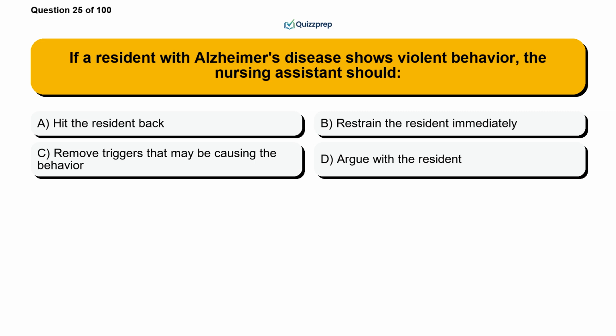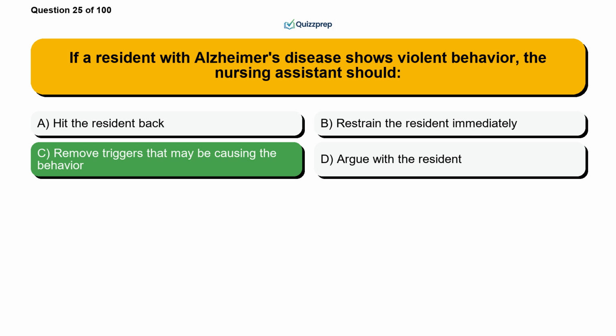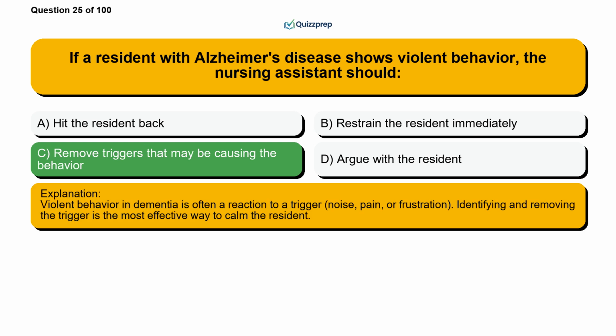Question 25. If a resident with Alzheimer's disease shows violent behavior, the nursing assistant should Option A, hit the resident back. Option B, restrain the resident immediately. Option C, remove triggers that may be causing the behavior. Option D, argue with the resident. The correct answer is Option C. Remove triggers that may be causing the behavior. Violent behavior in dementia is often a reaction to a trigger, noise, pain, or frustration. Identifying and removing the trigger is the most effective way to calm the resident.